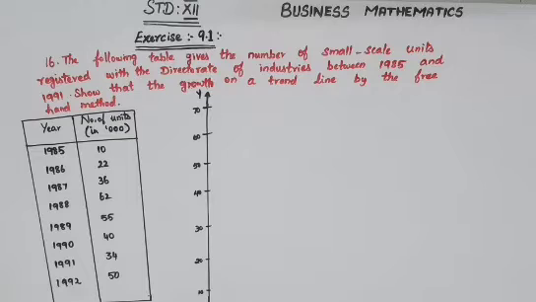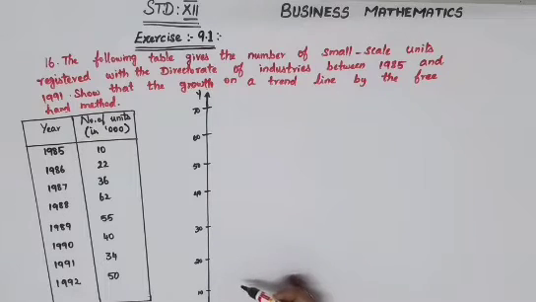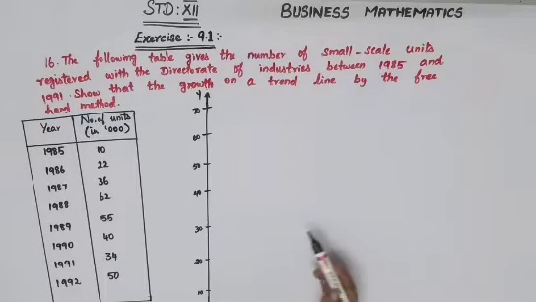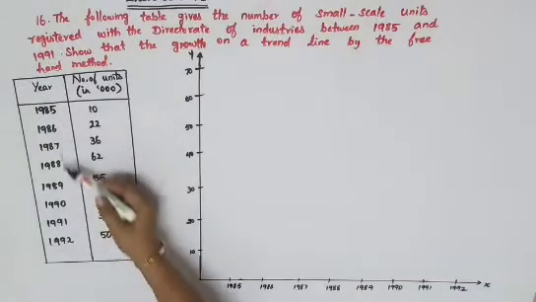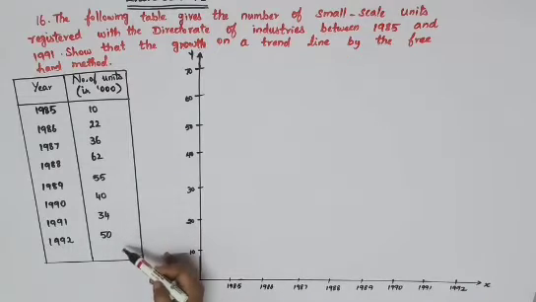16th question. The following table gives the number of small scale units registered with the Directorate of Industries between 1985 and 1991. Show the growth on a trend line by the freehand method. So they have asked you to draw a trend line by a freehand method. Okay, so the years are given and the number of units are given.